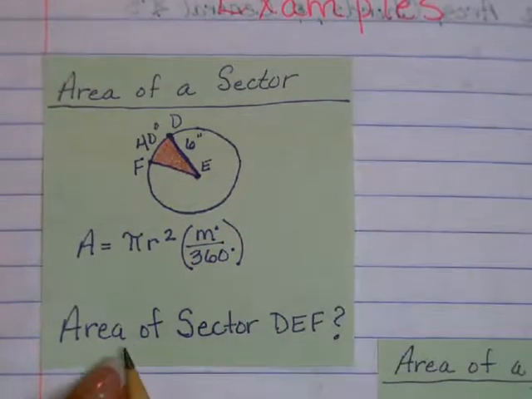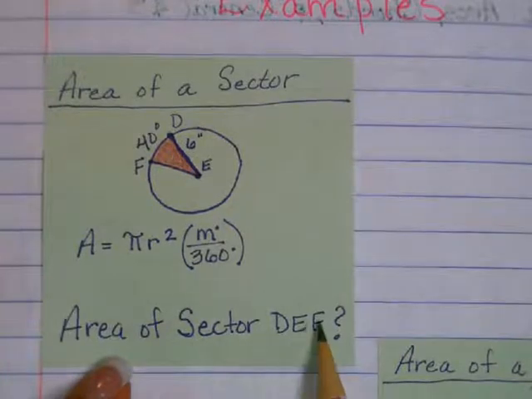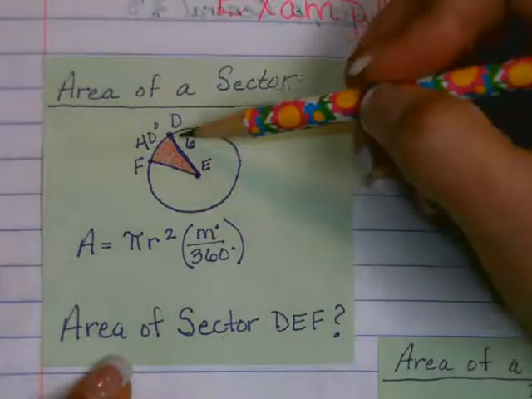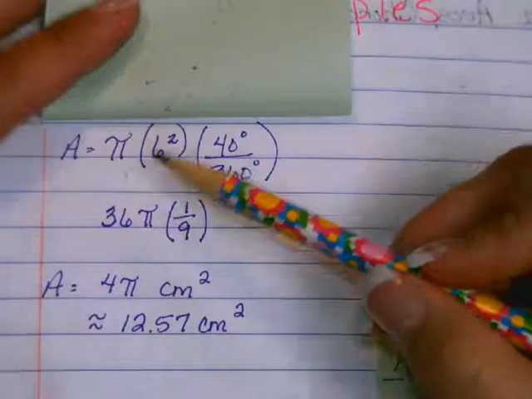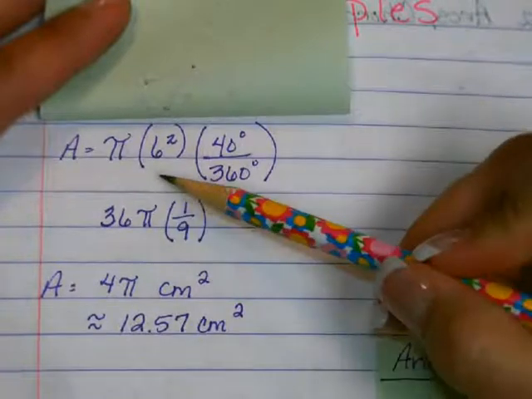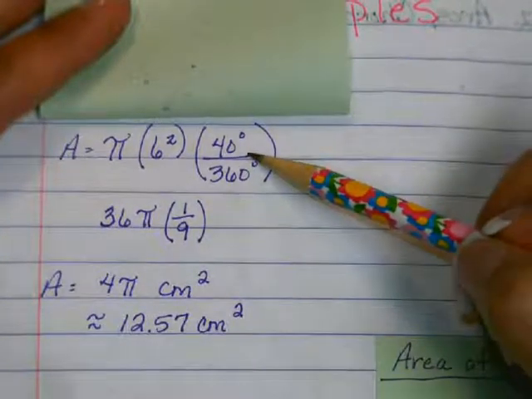I also want to point out, notice how it is named. Area of sector DEF. Okay, it's named by the points that bind it. All right, so when we fill in our formula, we get pi times 6 squared, that was our radius, times the 40 degrees that they gave us over 360.